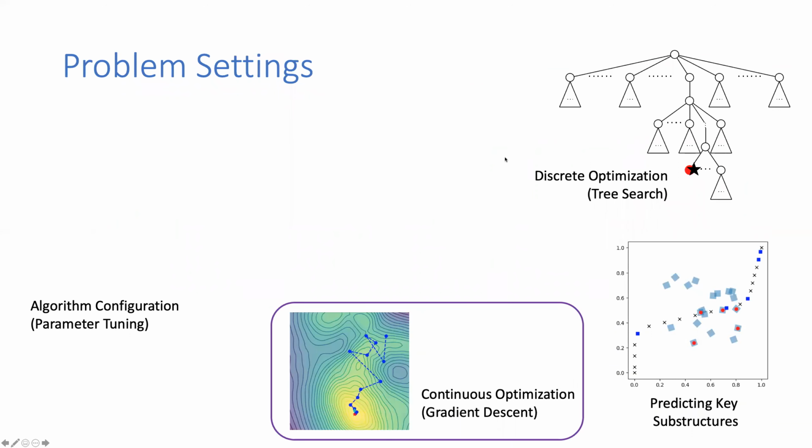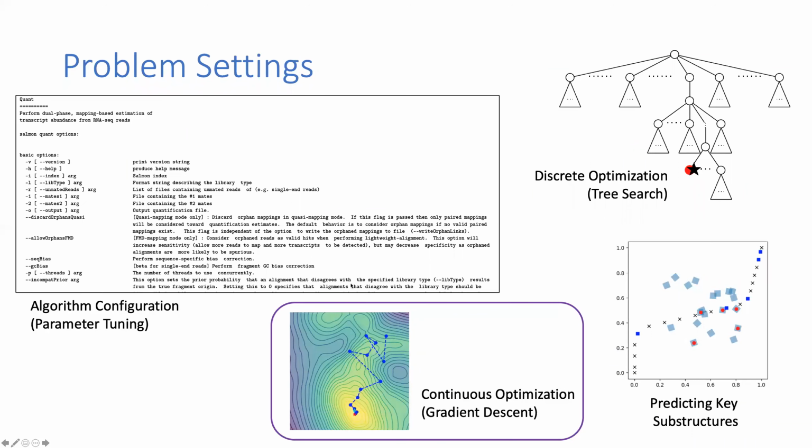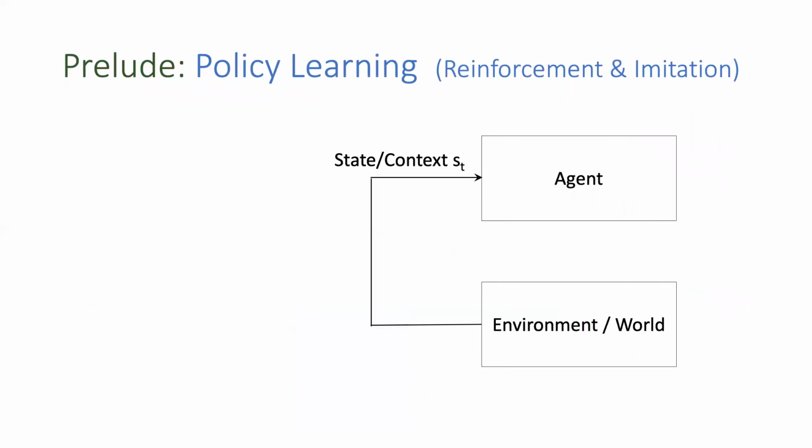Okay, so the next problem setting I'm going to go over, and the next few I'm going to go over a little bit faster, is continuous optimization, of which gradient descent is a prototypical example. And just a prelude: some of the more advanced topics in this class will require at least a working understanding of policy learning, such as reinforcement learning and imitation learning.